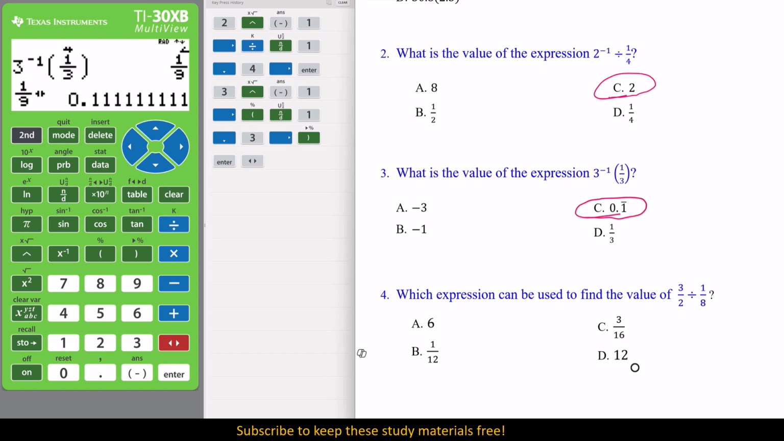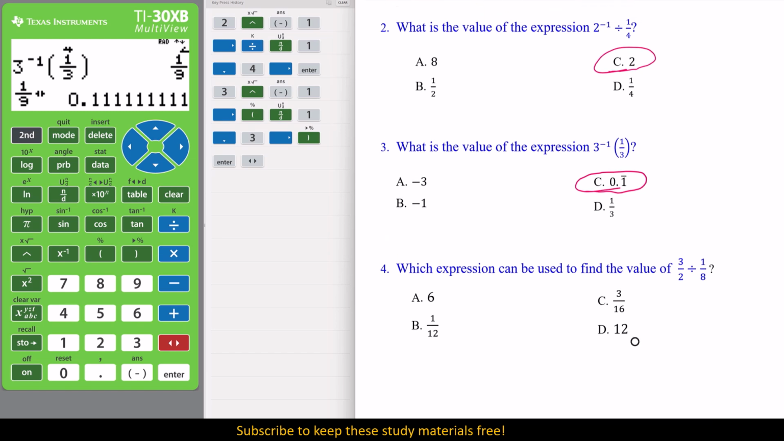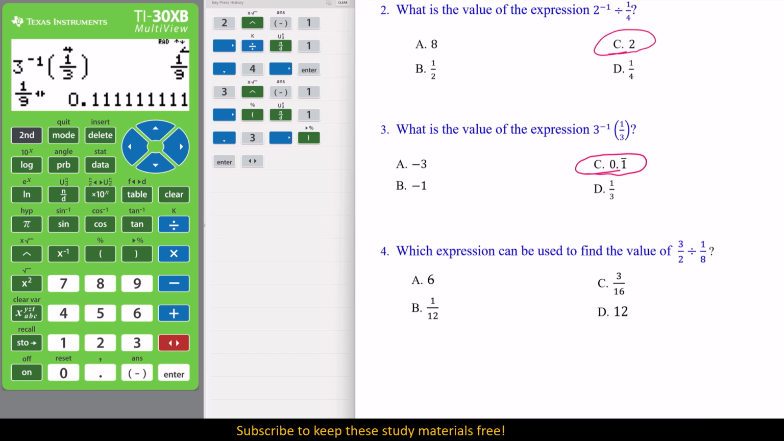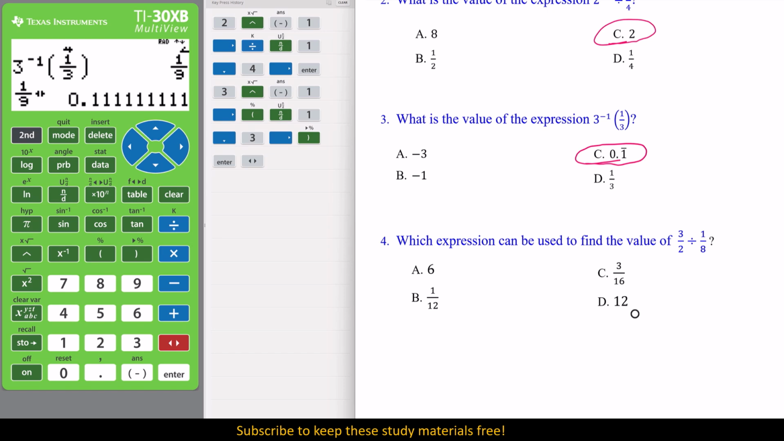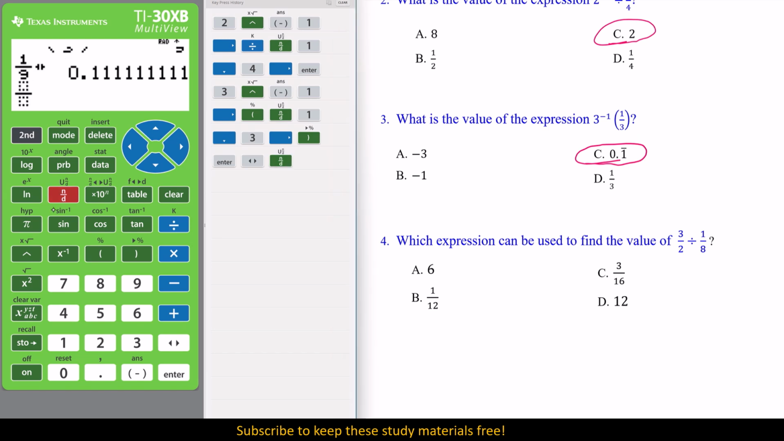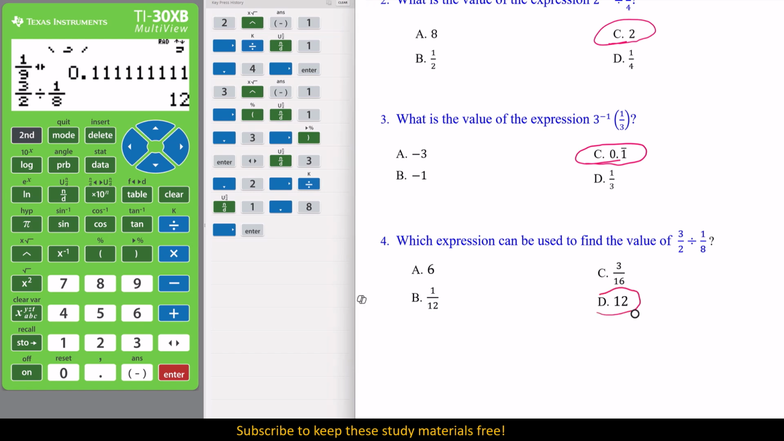All right, which expression can be used to find the value of 3/2 divided by 1/8? Just put it in just as before. Fraction 3 over 2, arrow over, division, fraction 1 over 8. All right, and I've got the correct numbers. Push enter. It's 12.